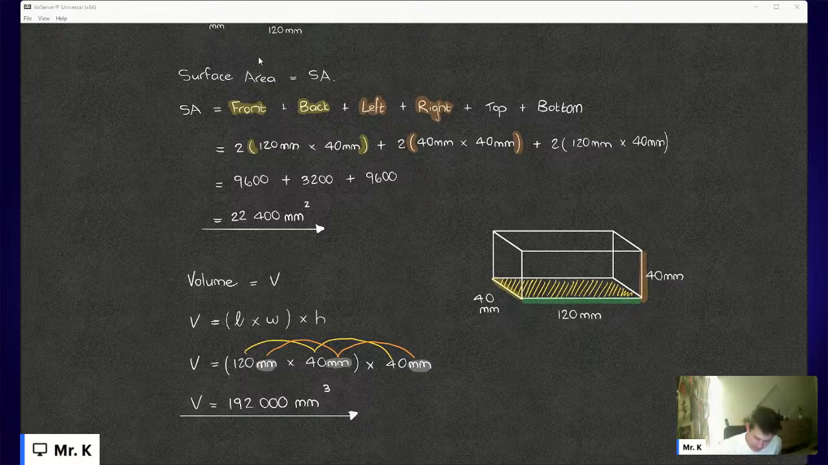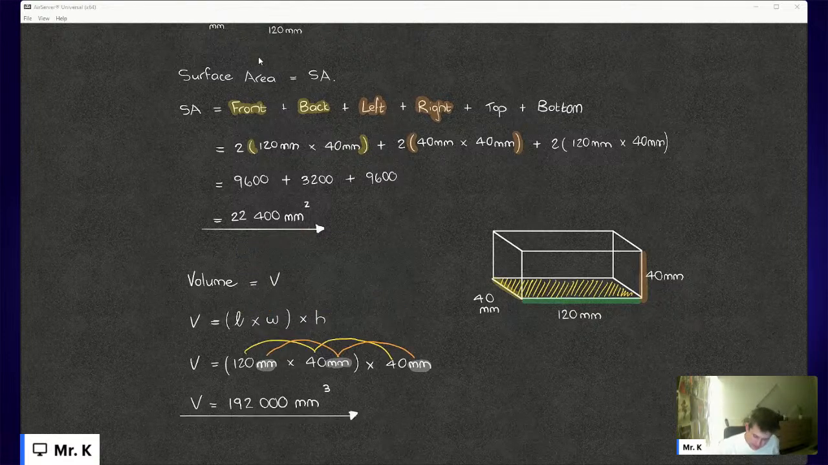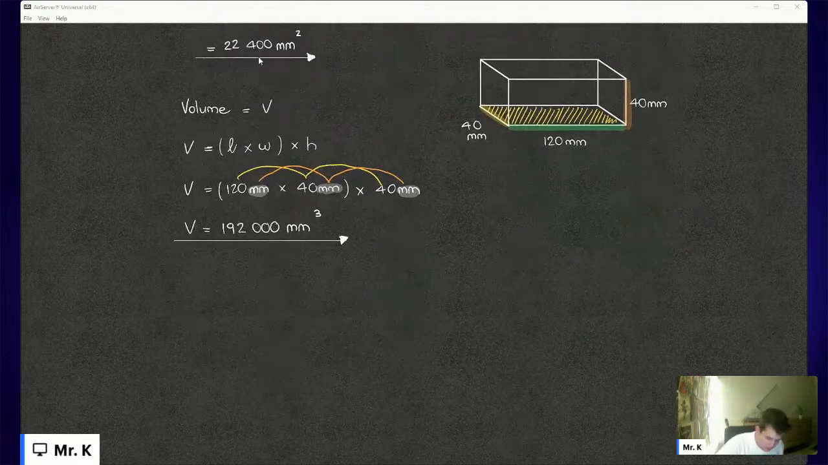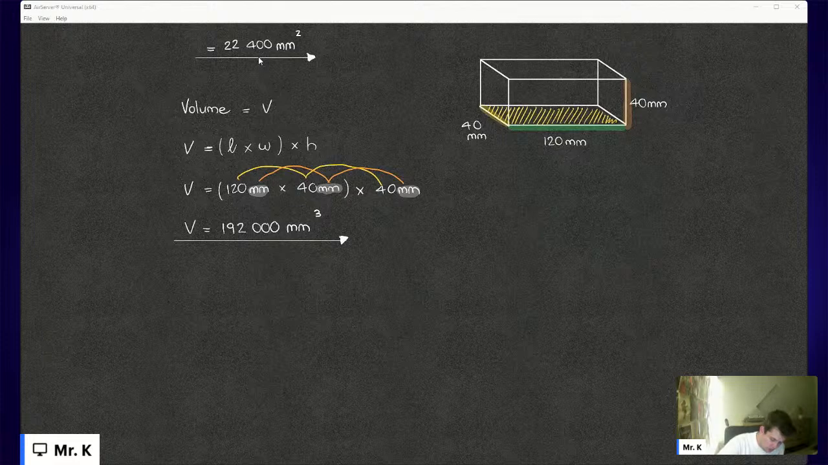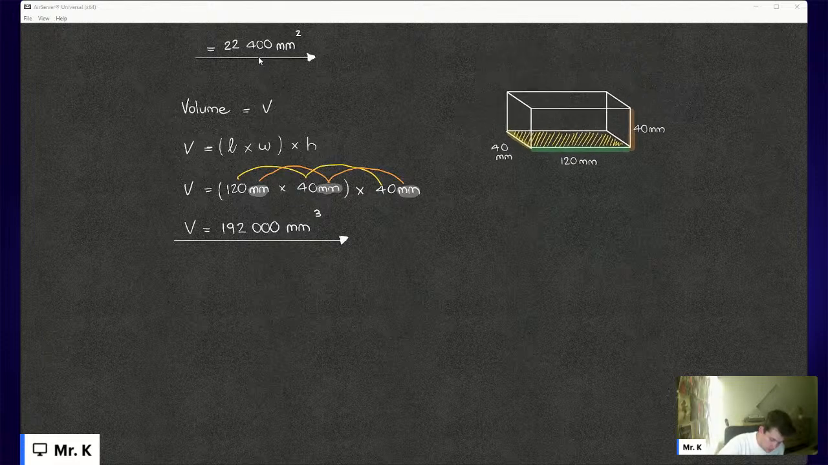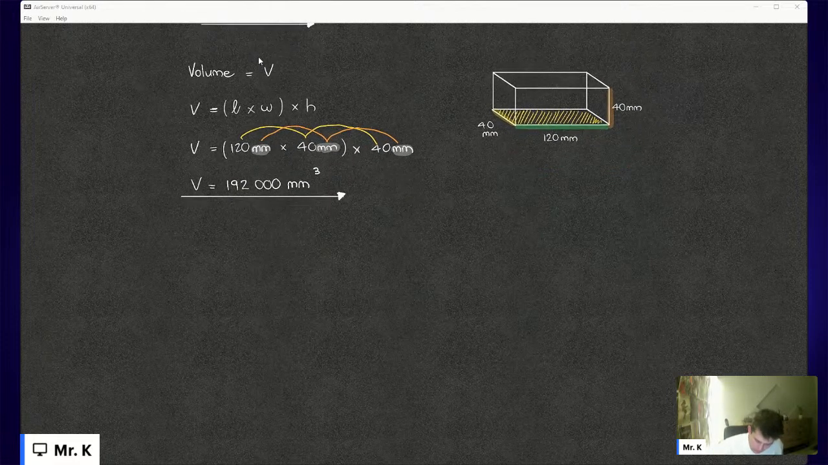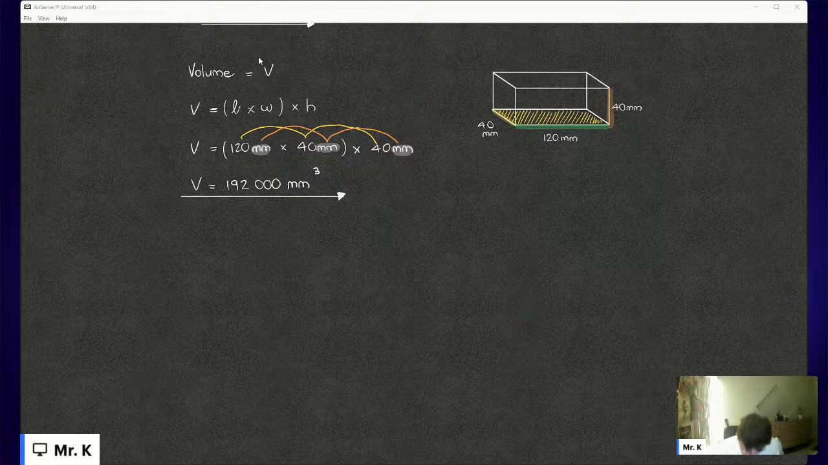So I'm going to move down ever so slightly. You guys can finish copying the information regarding the volume of this shape over here, while I write down number 2.